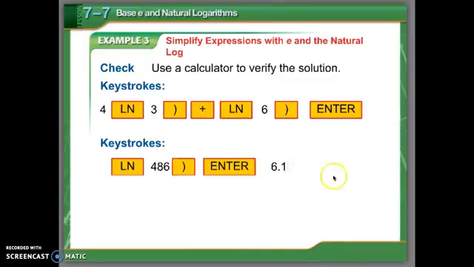Just if you want to check your answer, you would type 4 natural log 3, close your parentheses, plus natural log 6, close your parentheses, hit enter. And then also check natural log of 486, close your parentheses, hit enter, and you'll get 6.1862 for each of these expressions.